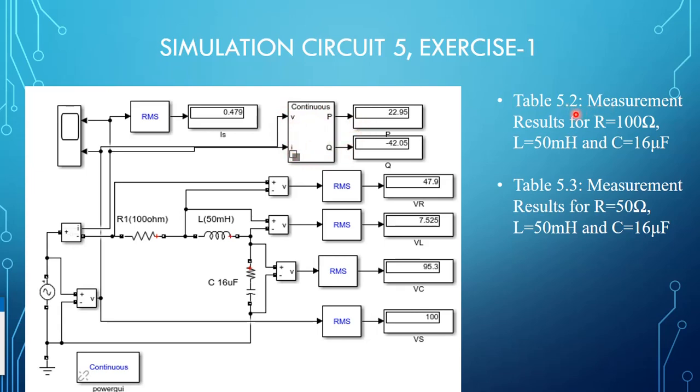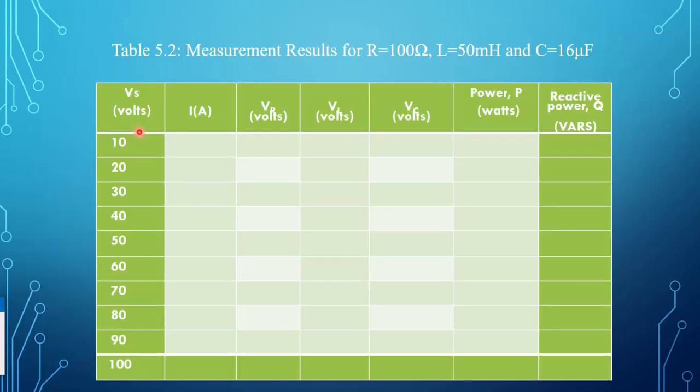For table 4.5, you need to set the RLC values: 100 ohm, 50 millihenry, and C is 16 microfarad. For table 5.3, you reduce R to 50 ohm. Make sure your supply frequency is 50 hertz. After that, you vary the input supply voltage from 10 to 100 and fill in the data of your result.